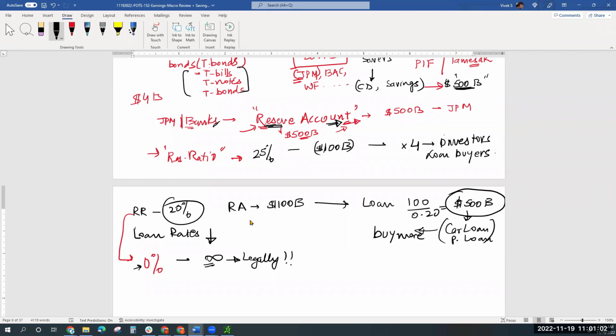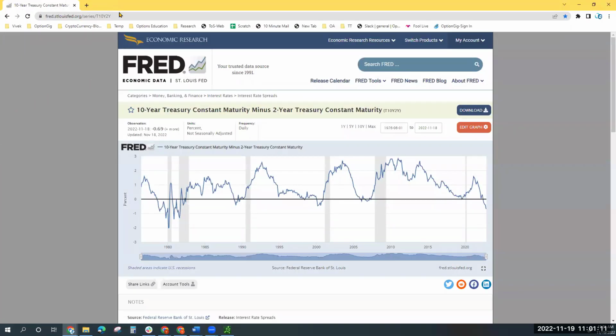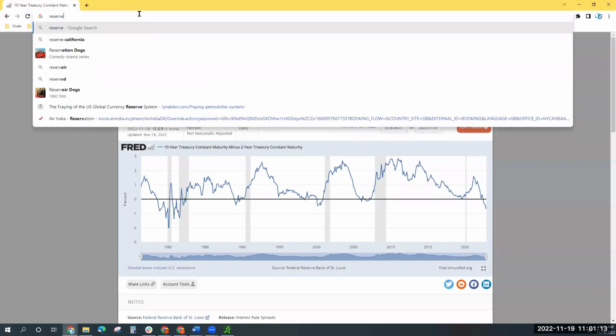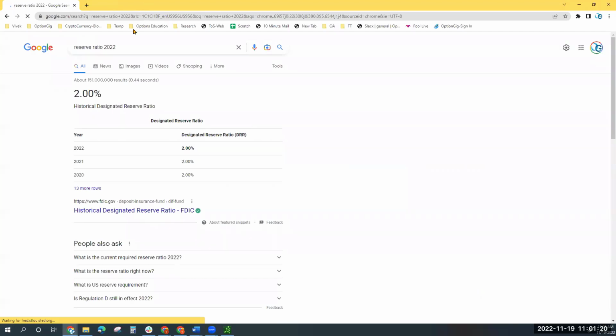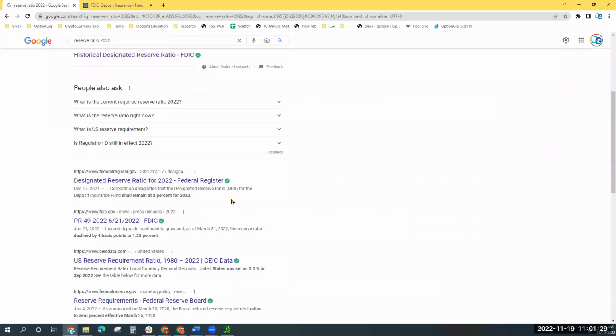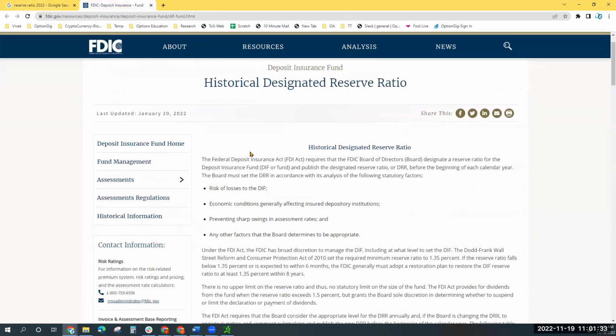Today it's still 0, or I don't know, now in 2022, what the reserve ratio is. Let's check it out. Reserve ratio, 2022 or current. Okay, this says now it is designated reserve ratio on the Fed reserve ratio. It's 2%.